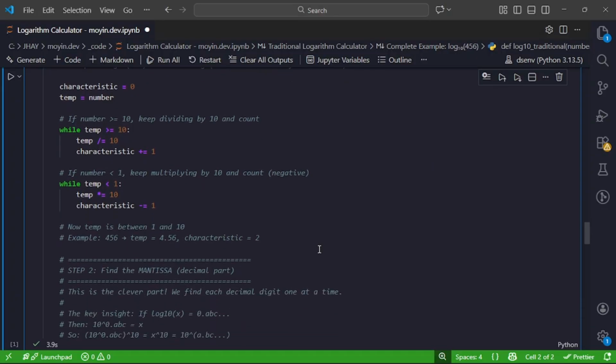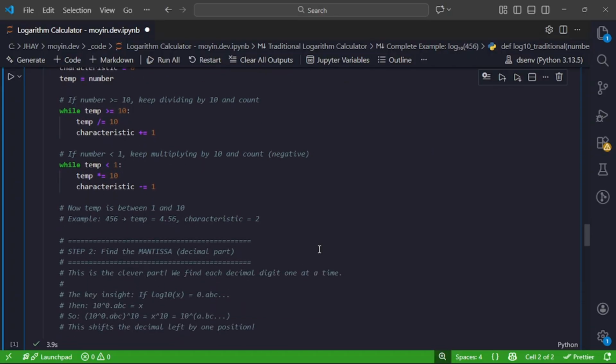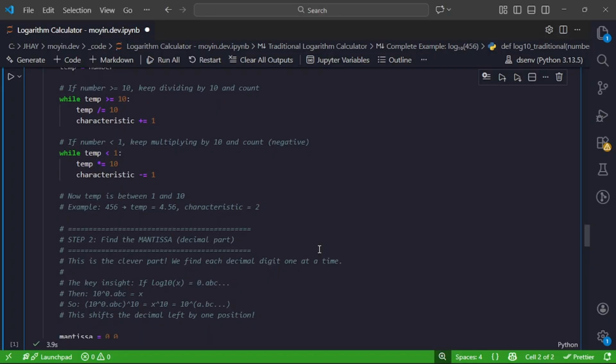So now temp is between 1 and 10, which is what we want. We can then proceed to the next phase. Like I said, you want to get your temp to between 1 and 10, whether it was below 1 before, in the case of 0.5, you bring it to between 1 and 10, or it was above 10, where you divide it till it gets to between 1 and 10. Then you note down how many times it was divisible, or how many times you multiplied, as your characteristic. Good. Now, we've gotten the mantissa.